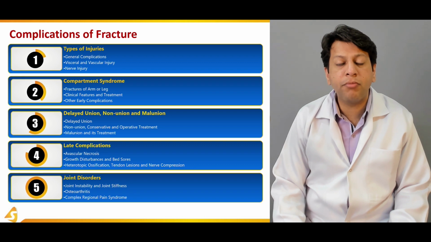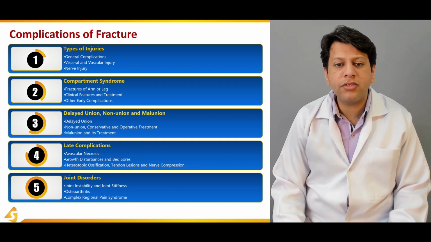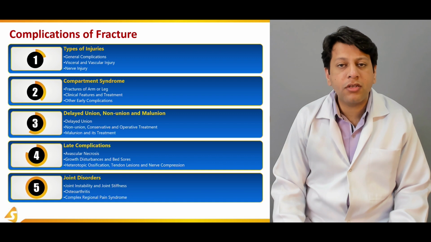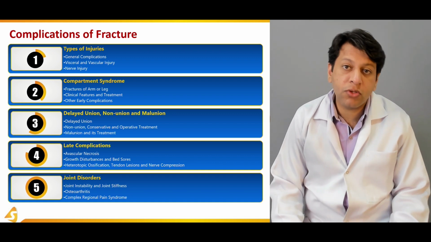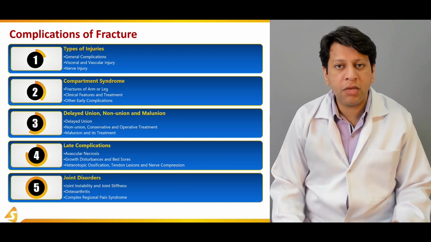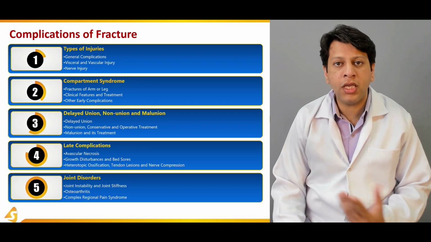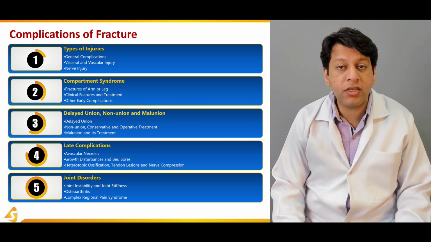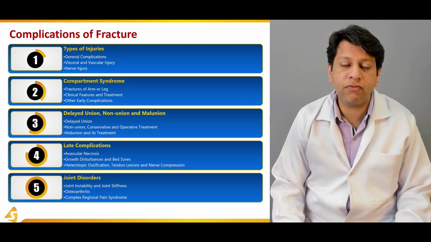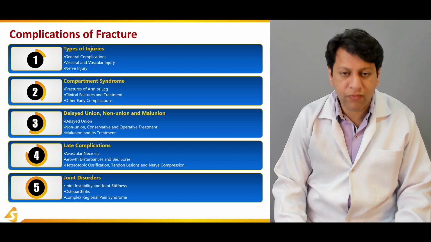In the first section, we'll be briefly discussing the general complications, what is the visceral and vascular injury, and what are the nerve injuries which may be associated with specific type of fracture, especially the hip, knee, elbow. What are the different nerves and vascular injuries which can be part of the associated injuries along with the fractures.